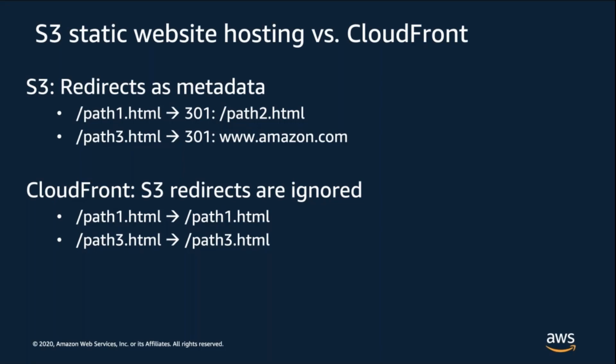The metadata for the redirect is sent to CloudFront as a response header from S3, but CloudFront will ignore the header. It doesn't know what to do with it. So if a user went to path1.html, they would still be served path1.html from S3, and path3.html would still be served path3.html from S3. The redirect simply just wouldn't happen. And that can be a big problem for a lot of sites. And again, there isn't a way to fix this problem natively in CloudFront.